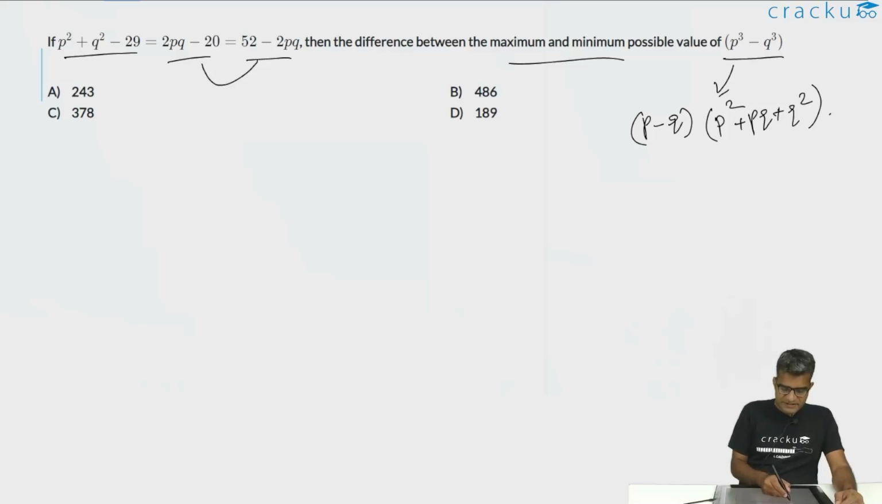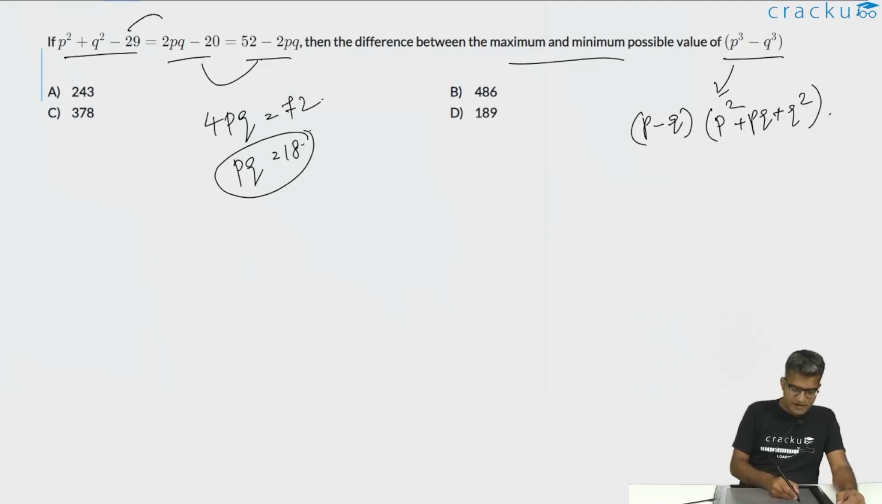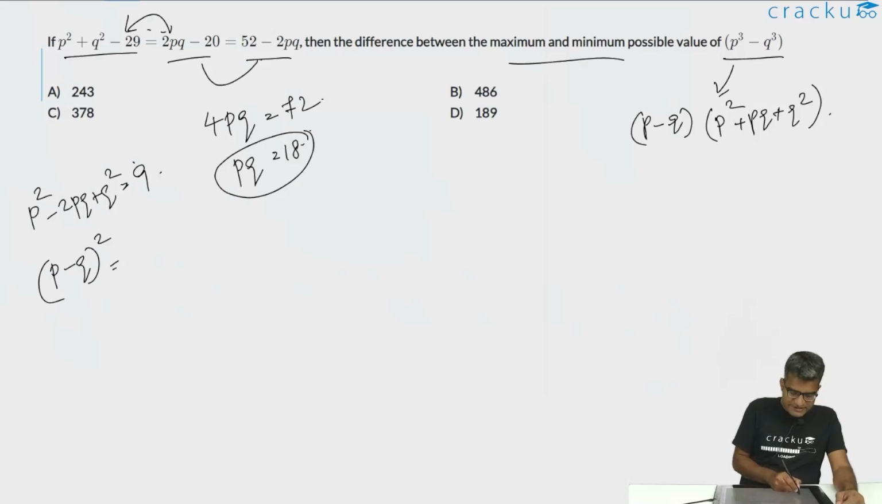Now from the second part of the equation, we can figure out that the value of 4PQ is equal to 72, or the value of P into Q is equal to 18. From the first part of this equation, we can figure out that P square minus 2PQ plus Q square is equal to 29 minus 20, which is 9, or the value of P minus Q whole square is equal to 9. So the value of P minus Q is either equal to 3 or the value of P minus Q is equal to minus 3.